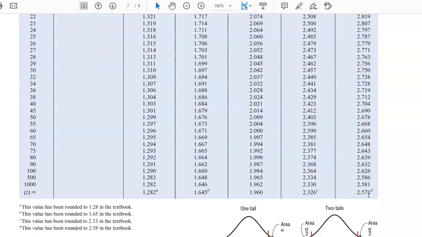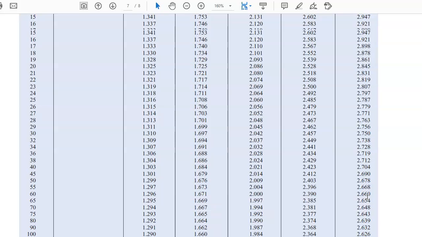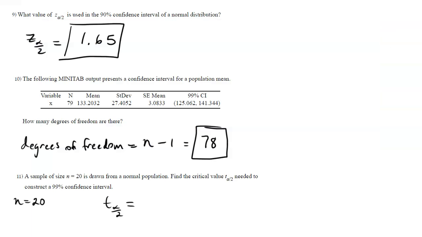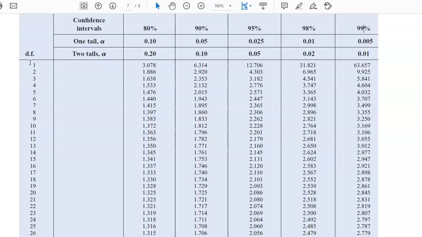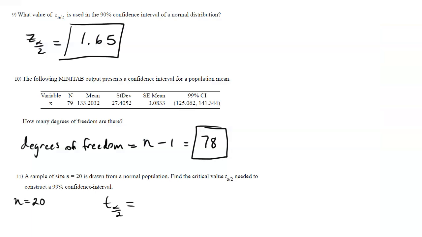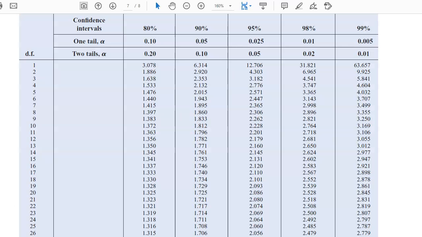And we're not going all the way to the bottom. We only do that for z distributions. So, 99% confidence interval, t distribution. The other component of this table is the df, degrees of freedom. If we determine our degrees of freedom, we can tell what the t alpha over 2 value would be for that 99% confidence interval. So the degrees of freedom here, just like the previous problem, would be n minus 1, which is 19.